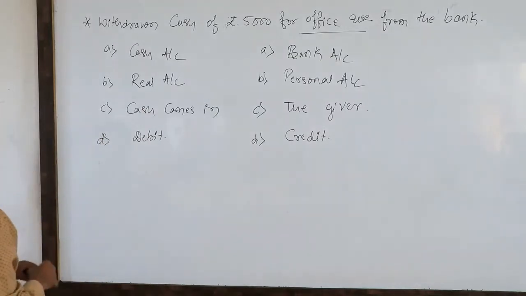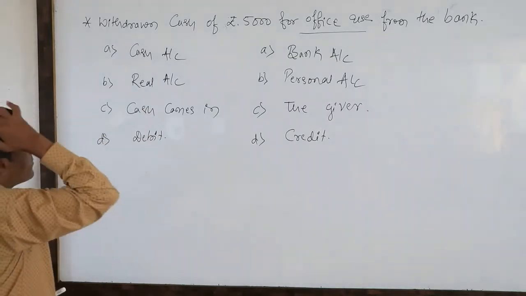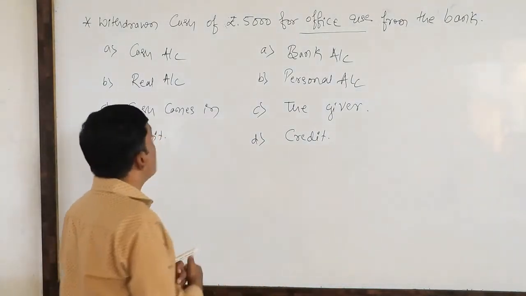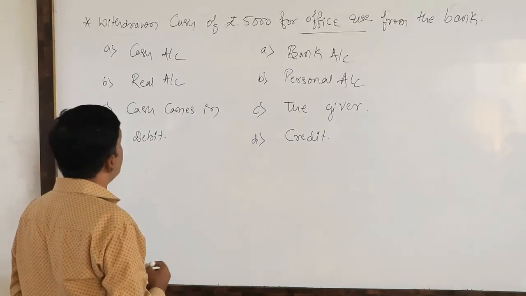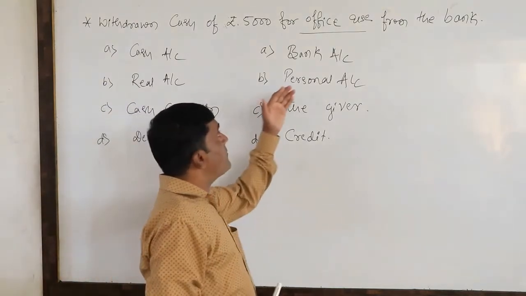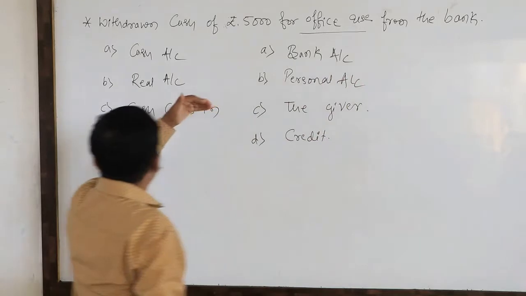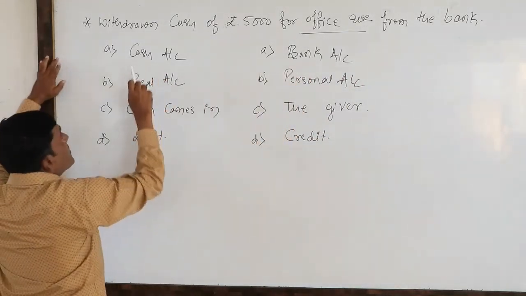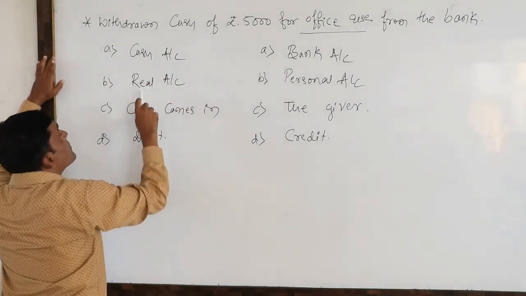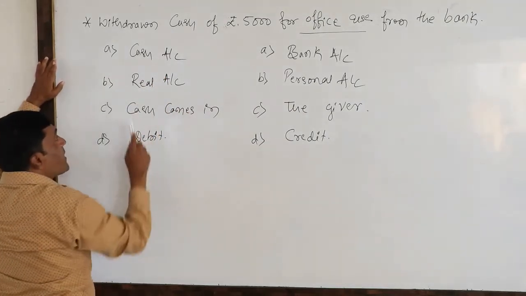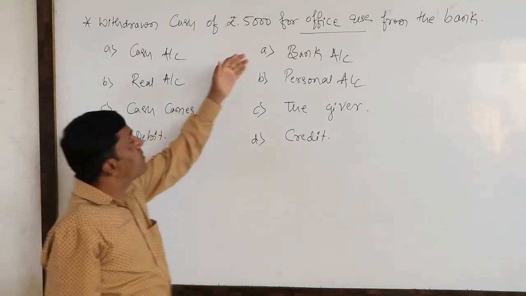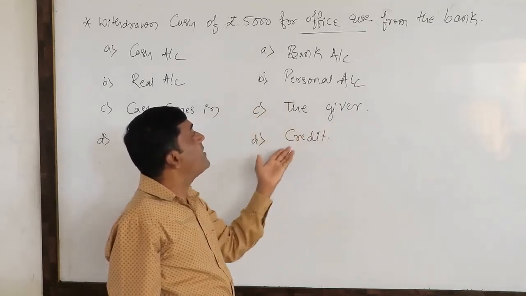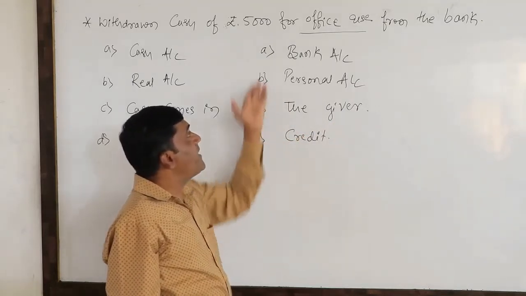This is an example of withdrawn cash of rupees 5,000 for office use from the bank. Here we have drawn money of rupees 5,000 for office use from the bank. Cash comes to the business, and the banker is the giver. Cash is a real account and cash comes in, so as per the real account, the cash account is debited. The banker is a person and comes under personal account. The banker is the giver, so as per the personal account we credit the bank account.